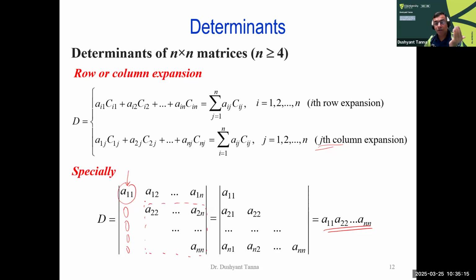When you talk about the cofactor, again, these elements are 0. So the cofactor of A22 involves the minor containing A33, and then that goes to A44. Eventually, of course, it's an iterative process, but you will end up getting the multiplication of the diagonal elements and nothing else, because everything else is 0.